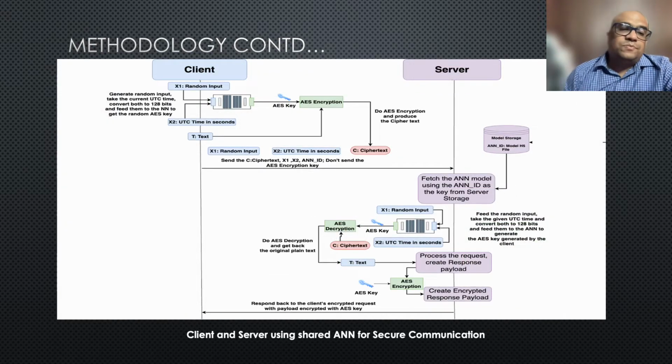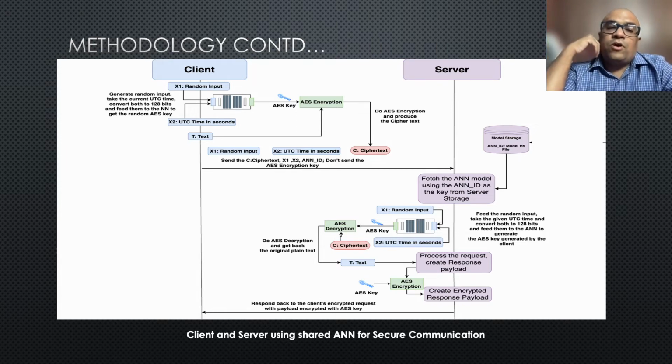So as depicted in this picture, the ANN will be employed to do secure communication. It takes the random input and the UTC timestamp, generates an AES key, and encrypts the data. When sending to the server, it sends the ciphertext. Along with the ciphertext, it gives out X1 and X2, which are random inputs that are required to generate the AES key, and the ANN model ID, which was used by the client to generate the AES key.